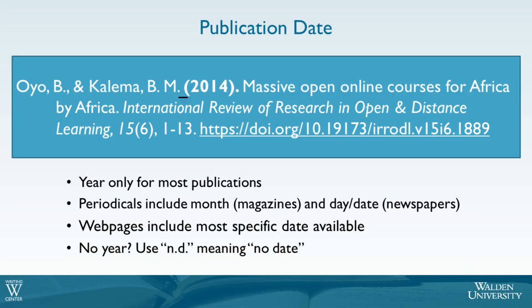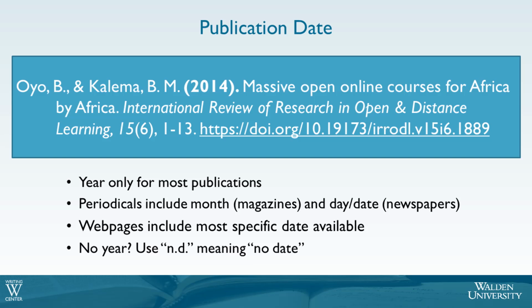Let's examine the publication date element in reference entries. This element is fairly straightforward. For most of the sources you'll use in your academic writing, you'll list the publication year within parentheses. A formatting note is that the date appears within parentheses and is followed by a period, which can be easy to forget.